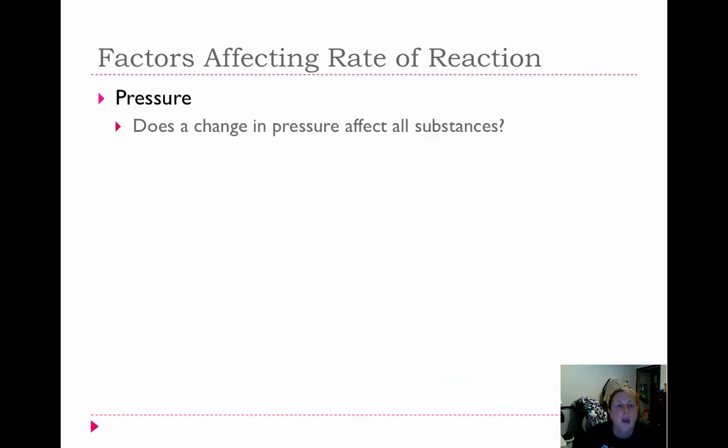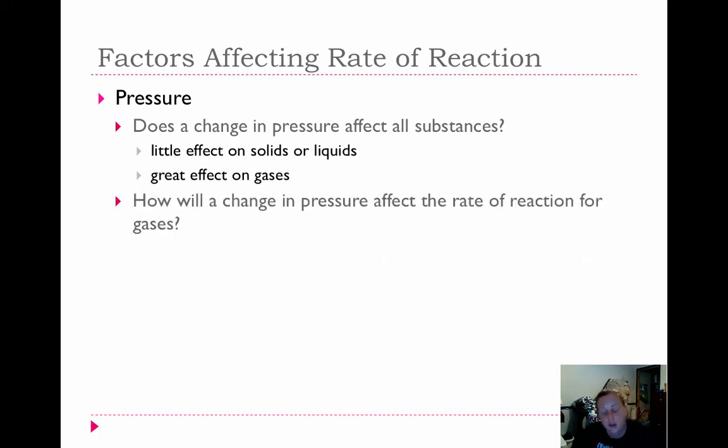Pressure. If you change pressure, will this affect all of your substances' reactions? It has very little effect on solids and liquids. Pressure does not really change the rate of reaction for solids and liquids. It does have a big effect on gases, and we've been talking about this in relation to soda: applying a lot of pressure on gases to push them into your carbonation to make soda. Pressure affects your gases. How does a change in pressure affect the rate of reaction for gases?